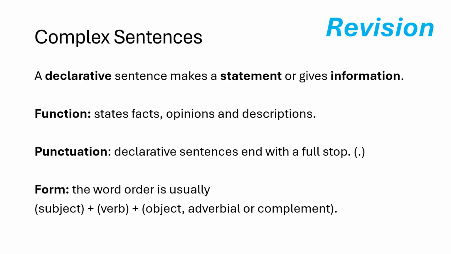A declarative sentence makes a statement or gives information. Its function is to state facts, opinions, and descriptions. The punctuation at the end of a declarative sentence is a full stop. Form. The word order is usually subject plus verb plus object, adverbial, or complement.